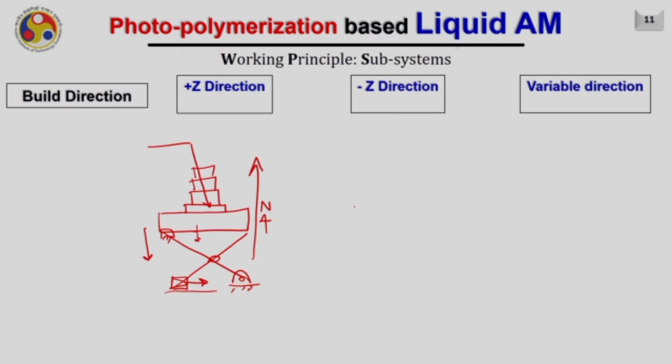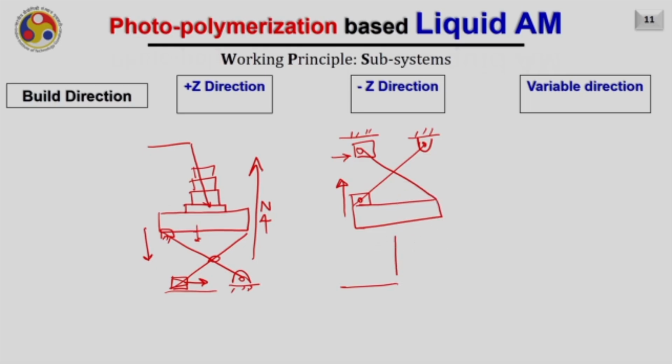Also, you can assume that the build platform is upside down. It is something like this. Now if I move it, this particular portion will go in this direction, and from the bottom assume that there is a laser light coming. Hence the part will be built like this. This is the first layer, then again it will go up, and again next layer will build like this. So growth will be in this direction, and this is called as minus Z build direction. It could be the variable direction as well.